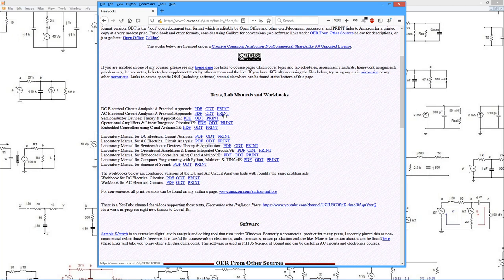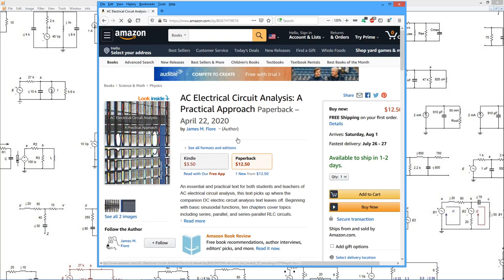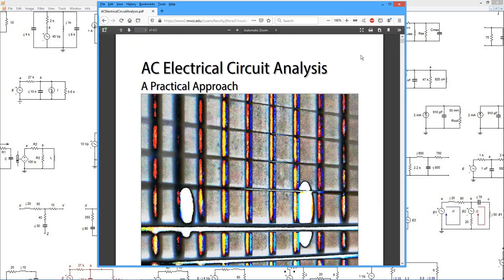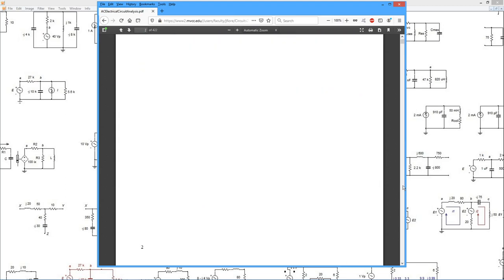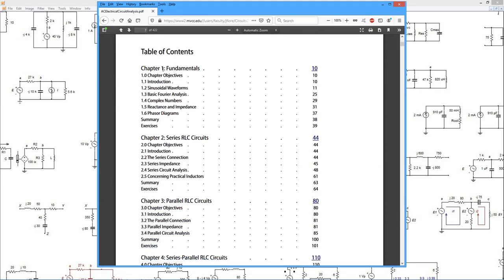a modest cost. This will take you to Amazon, and here is the print version of the book, $12.50 currently. This is a 400-plus page book. Take a look at it in just a sec. So let's open up the PDF here, and take a look at what we'll be discussing.